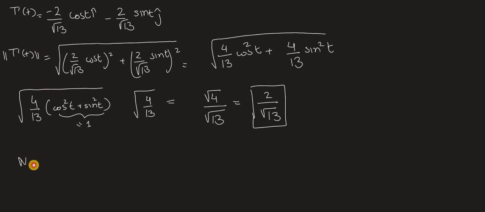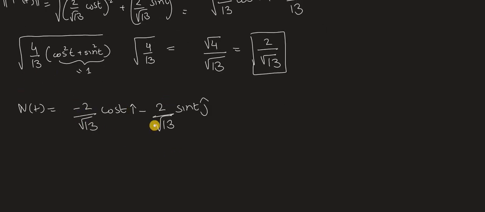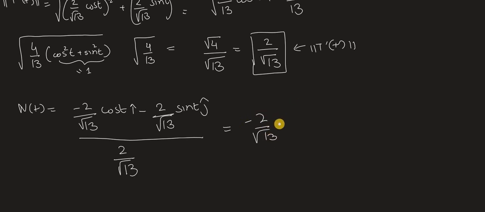So we can write the normal vector is equal to negative 2 over root 13 cosine t i hat, negative 2 over root 13 sine t j hat, and all this is the derivative of the tangent vector divided by its magnitude, which is 2 over root 13. We can write it like this because it will help us simplify it.